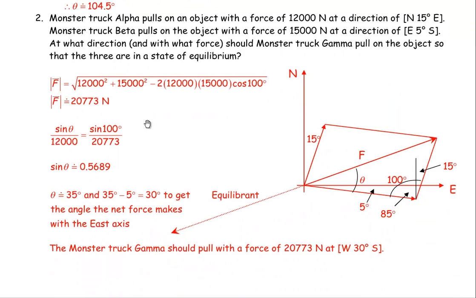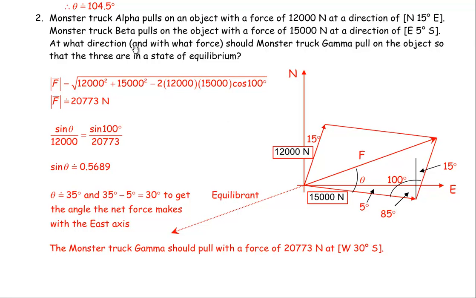For number 2 here, we have monster truck alpha pulls on an object with a force of 12,000 newtons at a direction of north 15 degrees east. So this would be the 12,000 newtons right here, north 15 degrees east, so this is a 15-degree angle. Monster truck beta pulls on the same object with a force of 15,000 newtons, east 5 degrees south. So this would be straight east, so 5 degrees toward the south would be this vector right here. So this is the 15,000 side in the diagram. And those are the two sides in the diagram.